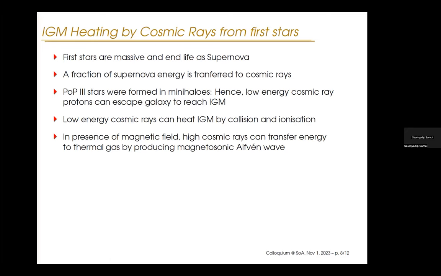So these are the two ways it can transfer energy to the intergalactic medium and heat it. So the temperature of the intergalactic medium is going to change, which in turn is going to change the 21 centimeter signal. This is how you connect cosmic rays and fast stars with the 21 centimeter signal.